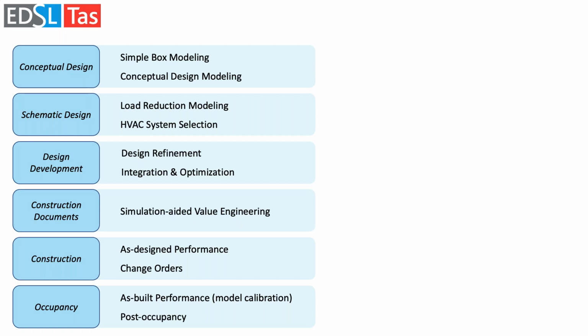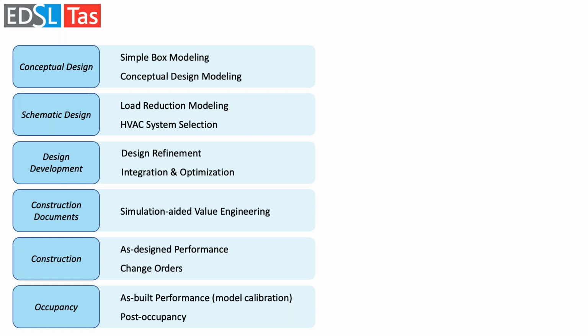So for conceptual design, or RFP, RFQ, we've got something called simple box modeling, and then conceptual design modeling. Michael will be happy to go through those. Then in schematic design, load reduction modeling, which is basically where you're trying to find design strategies to reduce the heating or cooling loads or energy loads on the building itself, so you prevent the energy from being used in the first place. And then also some very schematic system selections to figure out how you might develop your design around different active and passive strategies for the building itself.